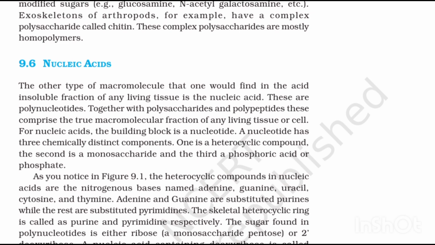Nucleic acid. Another type of macromolecule that one would find in the acid insoluble fraction of any living tissue is the nucleic acid. These are polynucleotides. Together with polysaccharides and polypeptides, these comprise the true macromolecular fraction of any living tissue or cell. For nucleic acids, the building block is a nucleotide. A nucleotide has three structurally distinct components. One is a heterocyclic compound, the second is a monosaccharide, and the third is a phosphoric acid or phosphate.